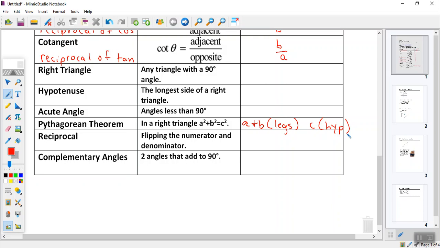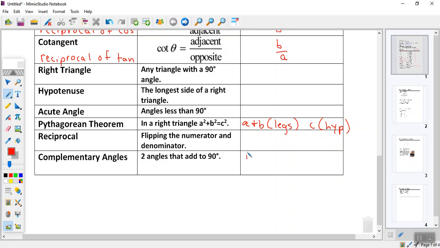Okay, complementary angles. This is kind of an interesting one. Complementary angles are two angles that add up to what? 90. In our right triangles, what's one angle? 90 degrees. How many total degrees are in our triangle? So if one of the angles is 90 degrees, the last two must add up to how much more? 90.